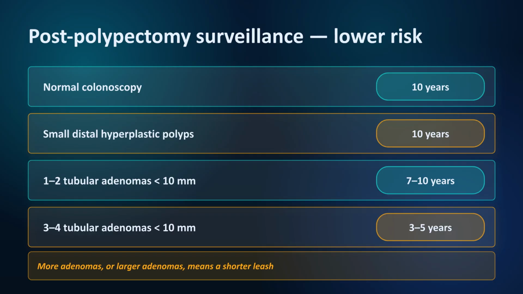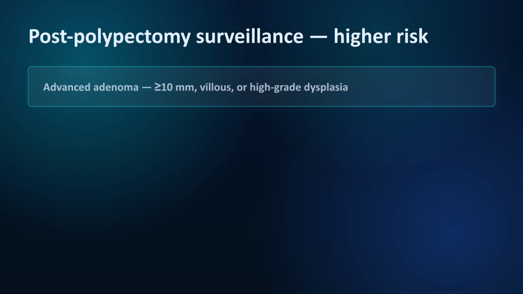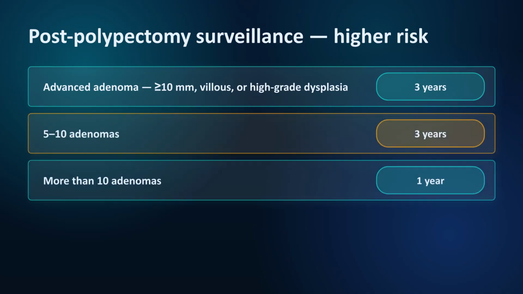Notice the logic running through the whole table. More adenomas, or larger adenomas, or worse histology, means a shorter leash. Count them and measure them before you quote an interval. Now the higher risk findings. Any advanced adenoma, meaning 10 millimeters or larger, or villous, or carrying high-grade dysplasia, returns in 3 years. 5 to 10 adenomas also returns in 3 years. More than 10 adenomas returns in 1 year, and that patient should additionally be evaluated for a polyposis syndrome.